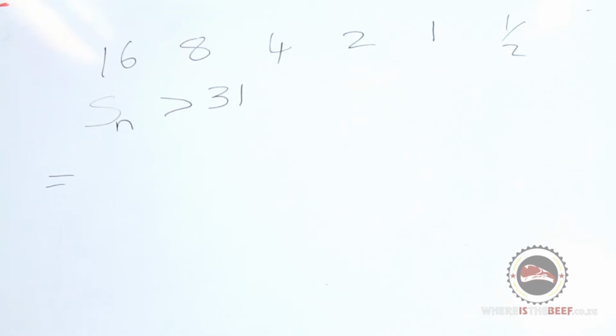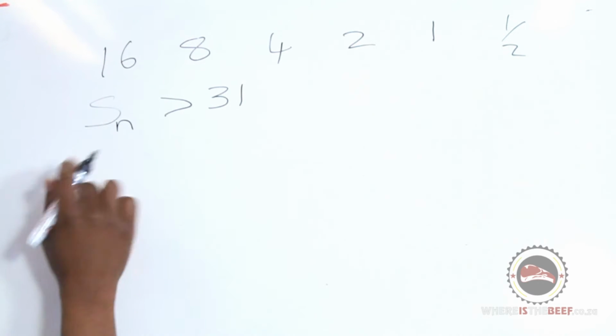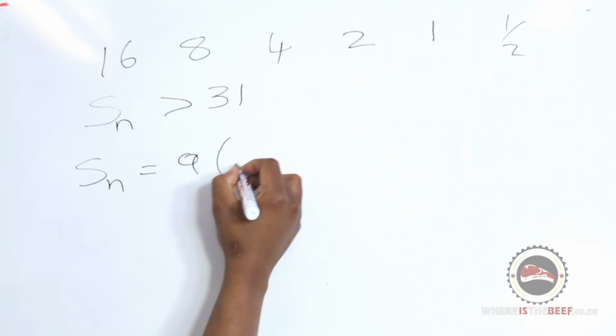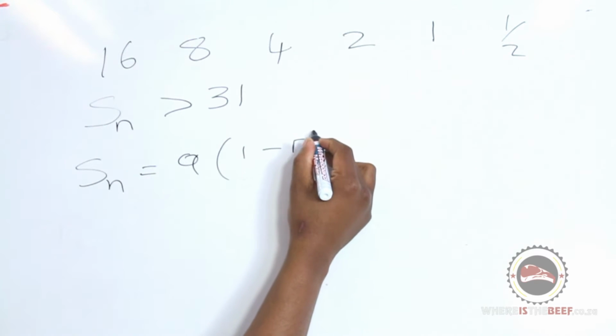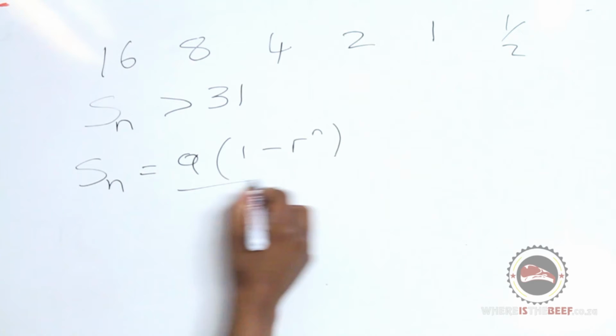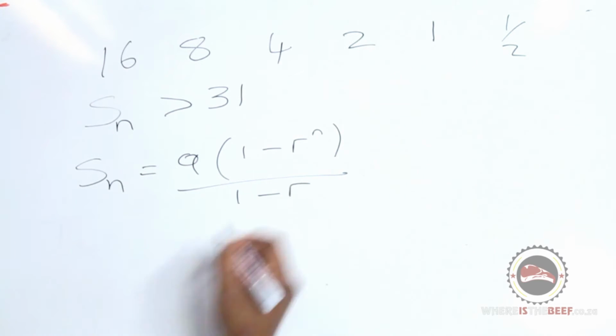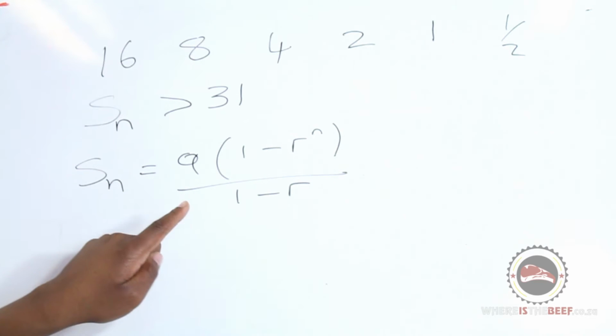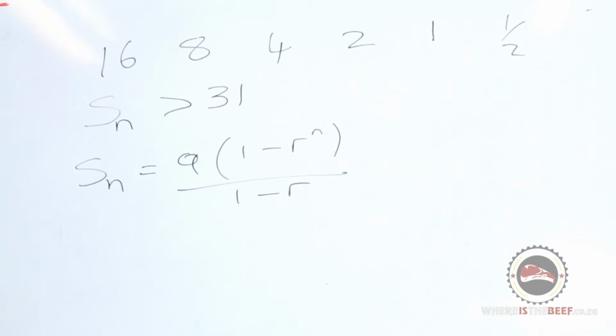The sum of a geometric sequence is given by, let me just write it down neatly for you here, a bracket 1 minus r to the power of n, close bracket, all over 1 minus r. This is the formula that's given to you guys. They give it to you so that you can use it when you want to sum up all the numbers that occur in a geometric sequence.